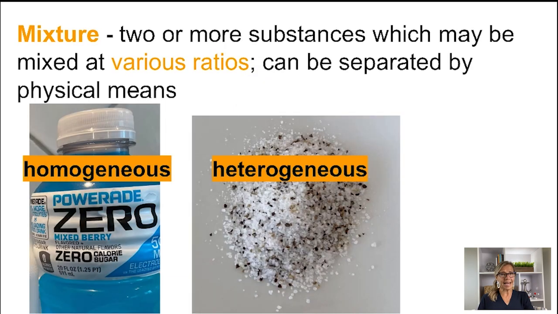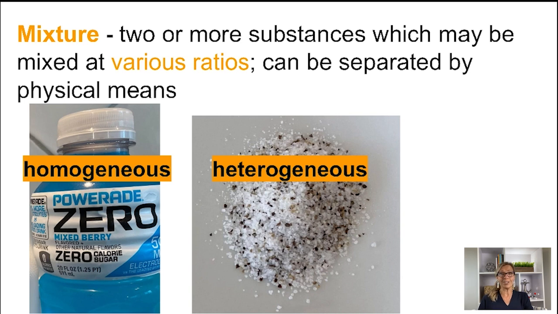Now, the last thing is, in fact, how most substances occur in nature, and that is as a mixture. A mixture is when you have two or more compounds or elements mixed together, just what you think. And they can be made at different ratios, okay? Remember how I said compounds are at a fixed ratio, but a mixture can be made of different ratios.